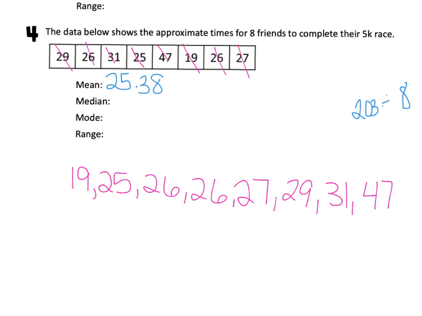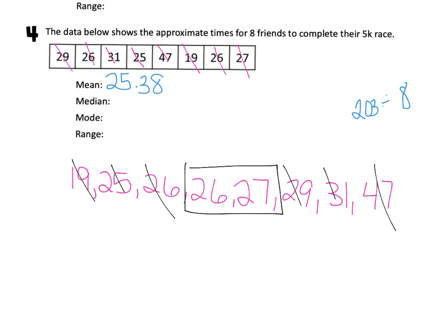So now when I find my median, which is my middle number, something different happens on this one. So as I work my way in from the outside, I cancel those, I cancel those, I cancel those. I end up with 26 and 27. You have two middle numbers. You cannot list two middle numbers for the median. You can for the mode, but not for the median.